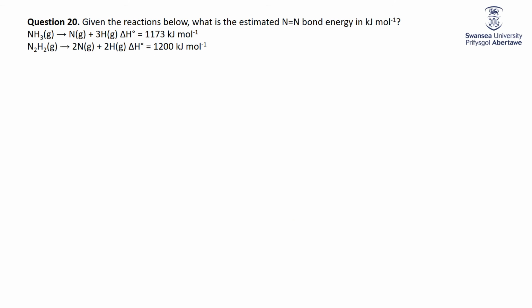Finally, a little question that is exactly the same idea but phrased ever so slightly differently. Given the reactions below, what's the NN double bond energy in kilojoules per mole? Well, the first one is NH3. There's the Lewis structure of NH3 going to an N and 3 H atoms. How do I do that? I've obviously broken 3 NH bonds.